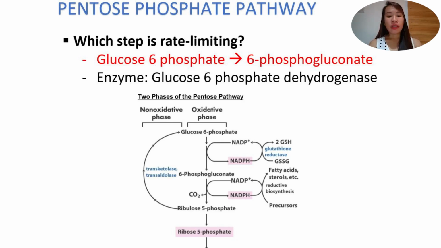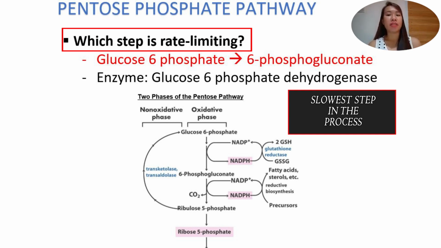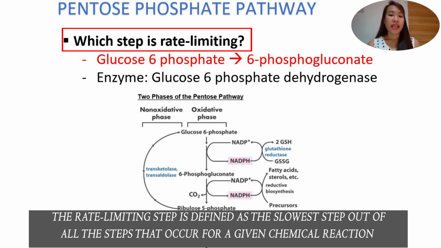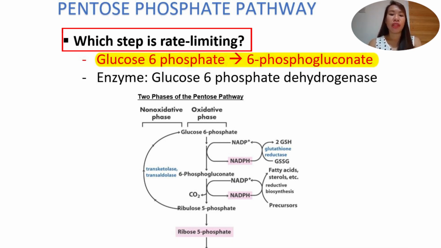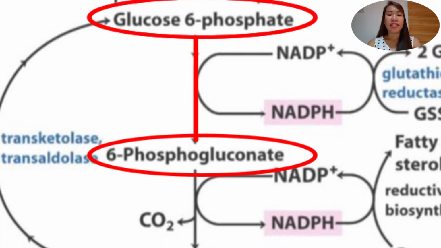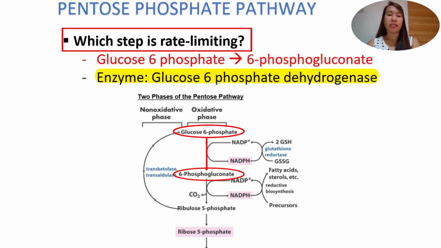Okay. Now, another thing that you have to ask in every pathway is, what is the rate limiting step? When we talk about rate limiting step, this is the slowest step in the process. Meaning, kaya siya rate limiting because it will depend on how slow that step is. Okay, and here, the rate limiting step is the conversion of glucose 6 phosphate to 6 phosphogluconate. Okay? So it is in the oxidative phase, and the enzyme is your glucose 6 phosphate dehydrogenase.